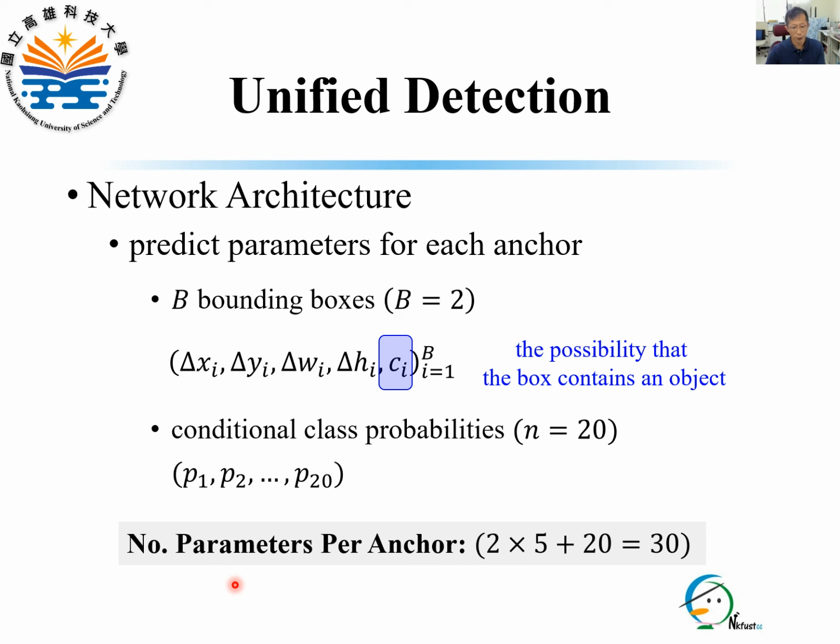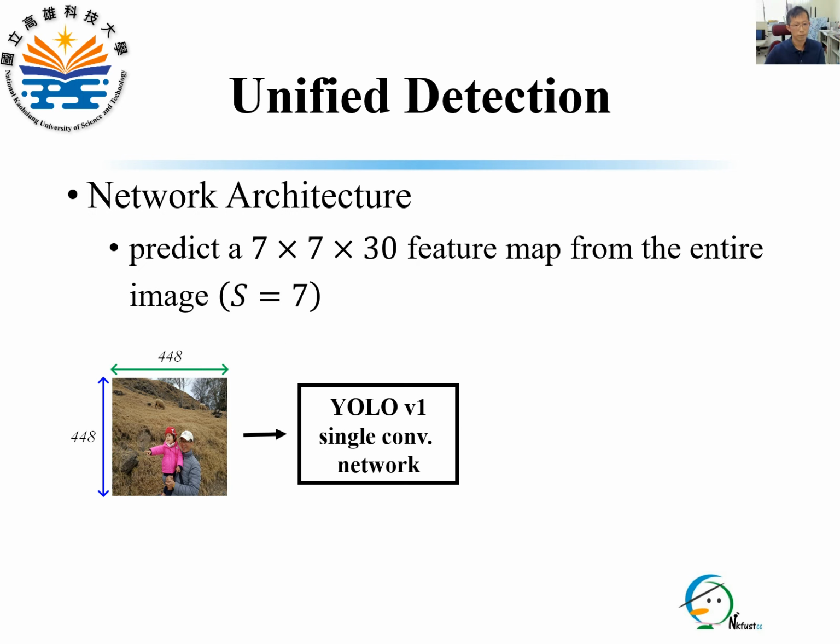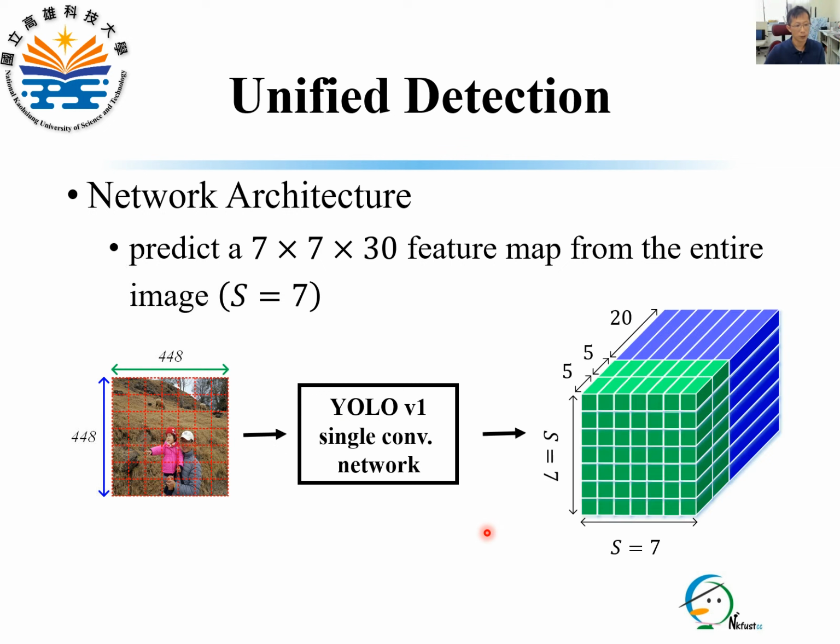Accordingly, YOLO v1 predicts 30 parameters for each anchor. More specifically, for the defined 7 by 7 anchors, YOLO v1 is a single convolutional neural network that uses the entire image to directly predict a 7 by 7 by 30 feature map.